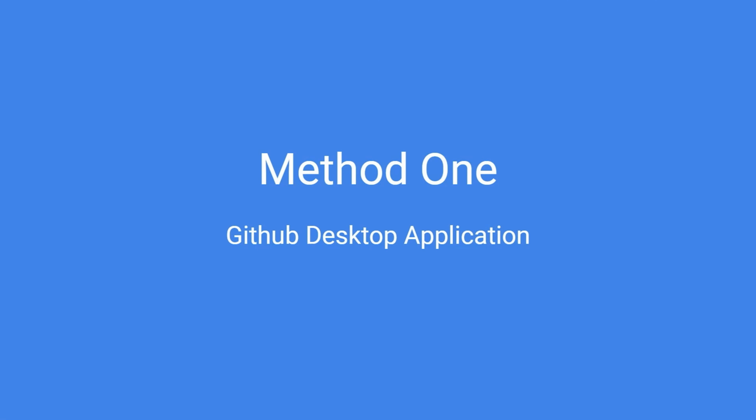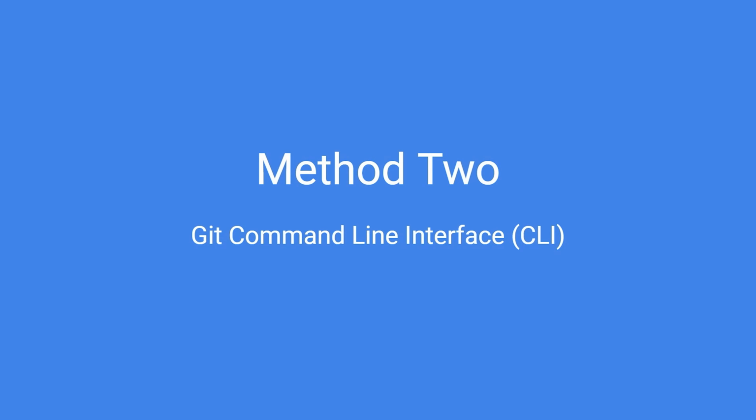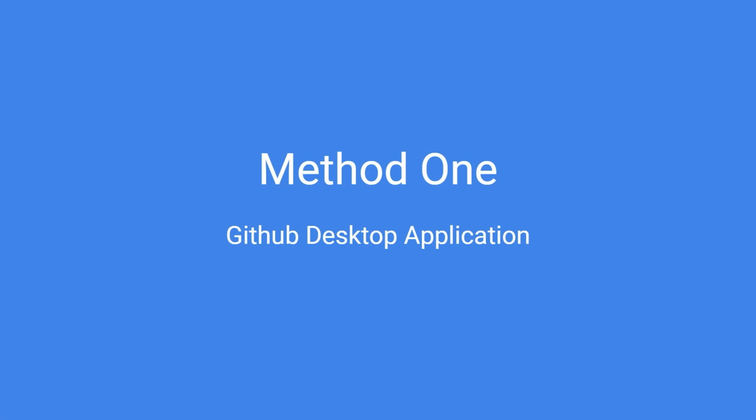There are two methods to use GitHub. The first one is the GitHub desktop application, and the second one is the Git command line interface, also known as Git CLI. I'm going to show you the first method only, but I'll show how you can execute the second method also, but I will not explain it that much. So let's start with the first one.